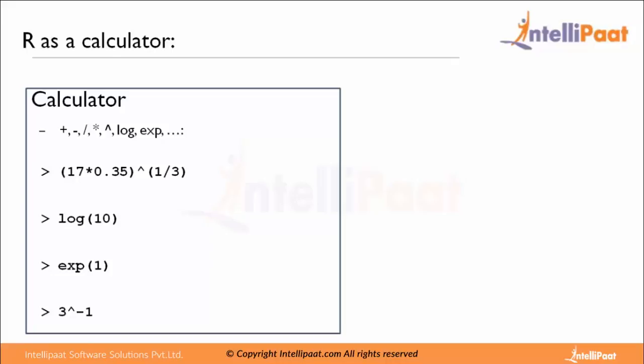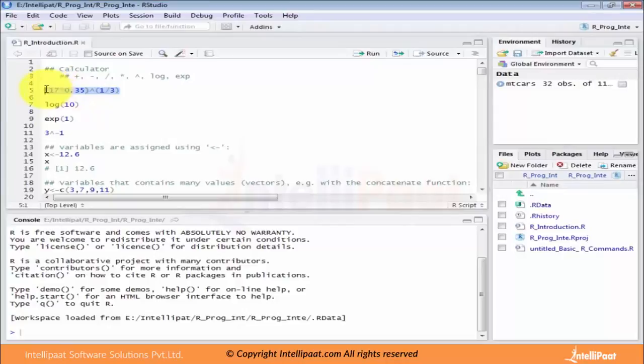Here a mathematical function is given: 17 multiplied by 0.035, then with a power of 1 upon 3. So it's a very basic multiplication. Then we are going to compute log 10, then the exponential of 1, then 3 to the power minus 1. These are the values which we are going to compute. Let's see in our environment how the computation goes. So this is my first object, or you can say my first calculation which I need to perform.